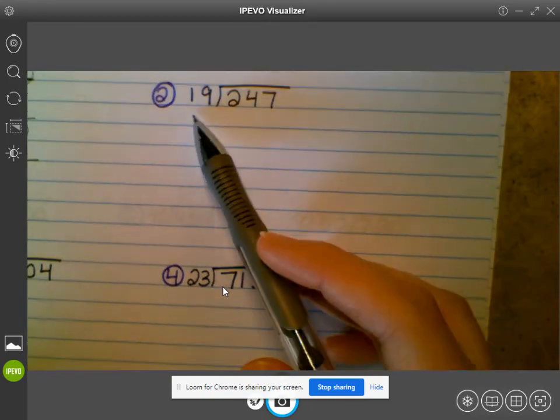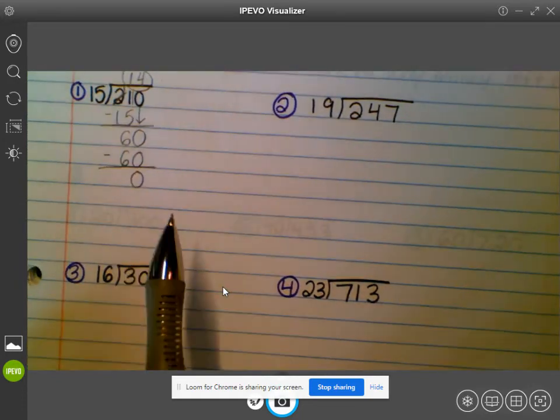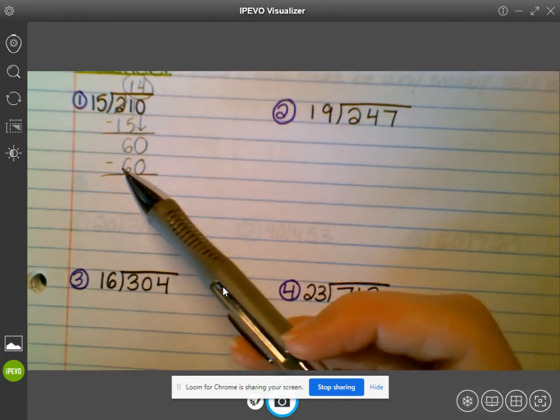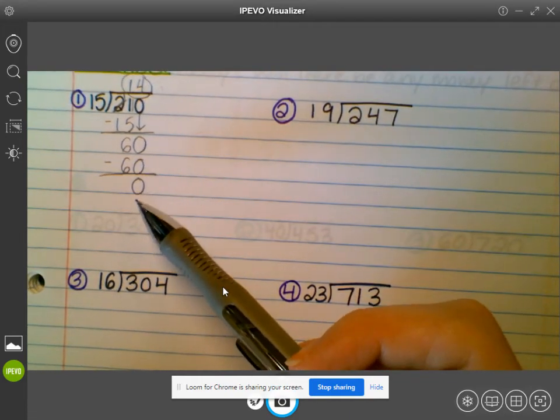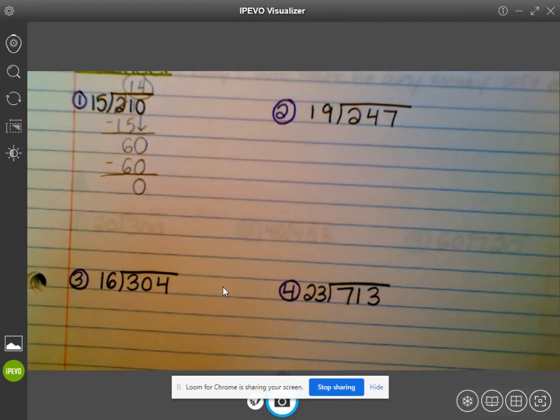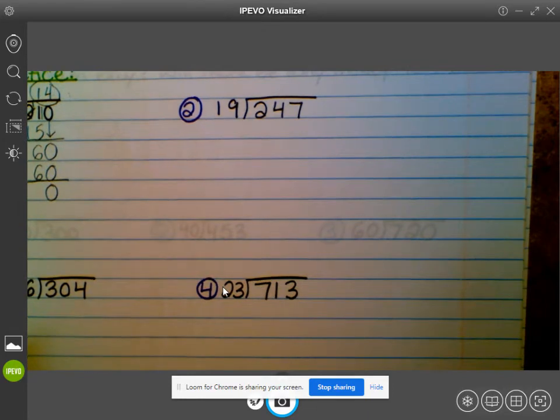Okay, so number 2. And you guys, if you're like, what is Rishi talking about? What is a remainder? A remainder would be like if we got down to here and if we had 61 minus 60 and we had 1 left over, well, 15 can't go into 1, so we would have a 1 left over. That's a remainder. We'll talk about that later, though. Okay, number 2.